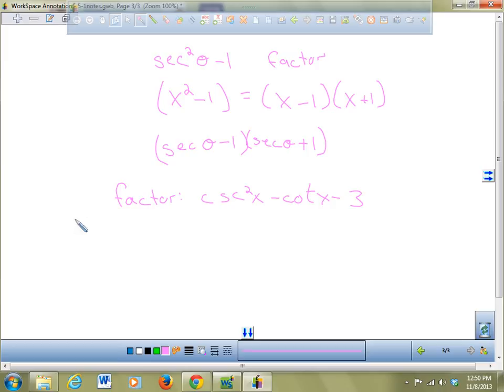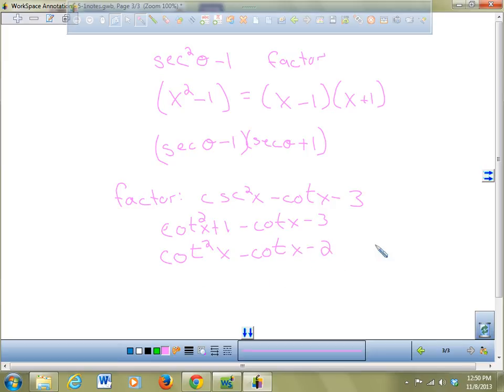It's hard to change a cotangent by itself into a cosecant, but it's easy to change a cosecant squared into a cotangent. So using the identity that cotangent squared plus 1 is equal to cosecant squared, I'm going to plug in cotangent squared plus 1. Whoops, don't forget your x's. It doesn't mean anything without the x. Minus cotangent of x minus 3. Then I'm going to combine my like terms. I have a 1 and a minus 3. So I could rewrite this as cotangent squared x minus cotangent x minus 2.